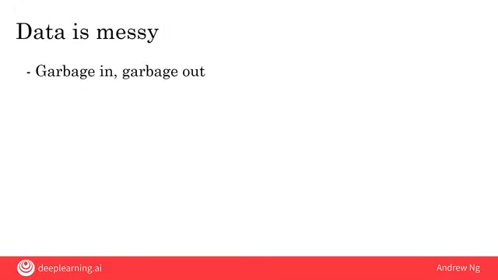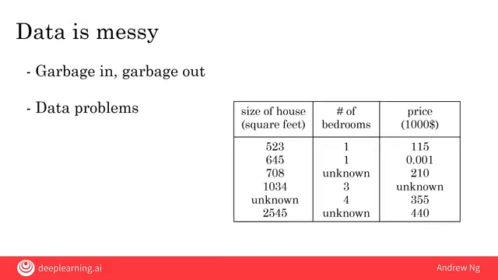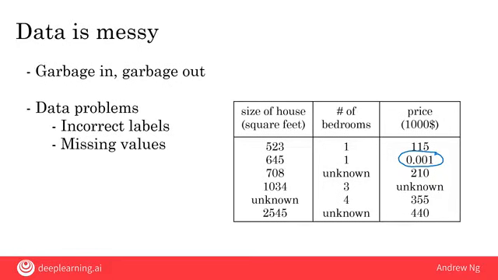Finally, data is messy. You may have heard the phrase "garbage in, garbage out": if you have bad data, then the AI will learn inaccurate things. Here are some examples of data problems. Let's say you have this data set of size of houses, number of bedrooms, and the price. You can have incorrect labels or just incorrect data. For example, this house is probably not going to sell for $0.001 thousand, just $1. Or data can also have missing values, such as we have here a whole bunch of unknown values. And so your AI team will need to figure out how to clean up the data or how to deal with these incorrect labels and missing values.